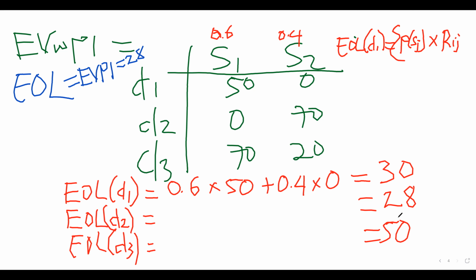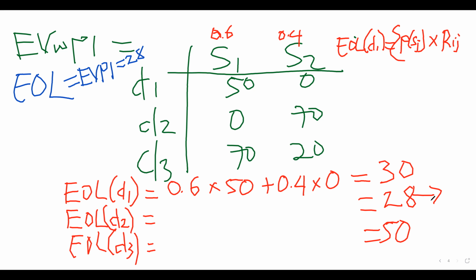I didn't say the best decision is 28. The best decision is to buy the office building, D2, because it gives us the lowest loss. So this is the answer here. Do you remember that this was equal to the expected value of perfect information? That's exactly what we said.